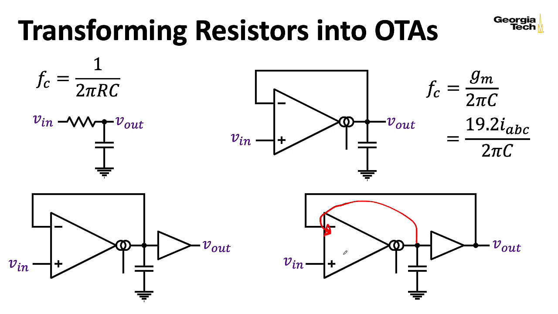And I would like to invite folks more knowledgeable about this topic than I am to comment about why we would want to take the feedback from the output of the buffer instead of directly from the capacitor.